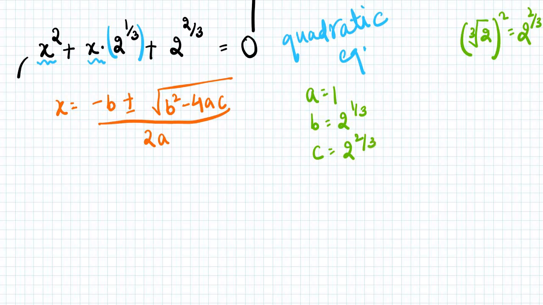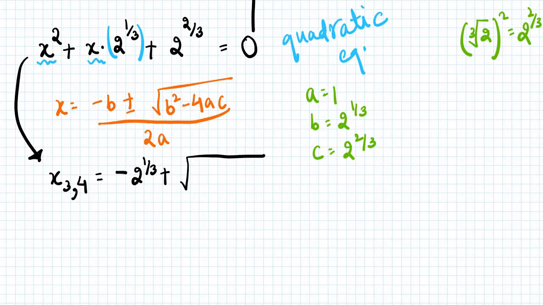Okay, continuing again. From here, x, let's say 4 and 5 we're going to get. No, they would be 3 and 4, right? Now, minus of 2 power 1/3 plus square root of 2 power 2/3, because squaring, minus 4, a is 1, c is 2 power 2/3.